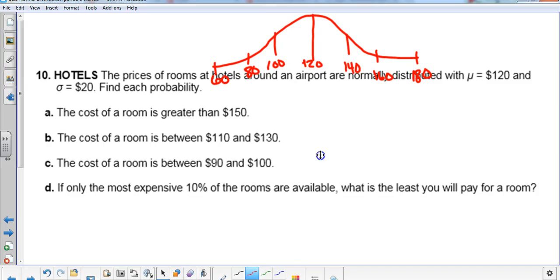99.7. Very good. This says, what is the probability that the cost of the room is greater than $150? Is that on a standard deviation line? No. We need all of it above 150. Do you remember how we did this yesterday? We didn't use a z-score.